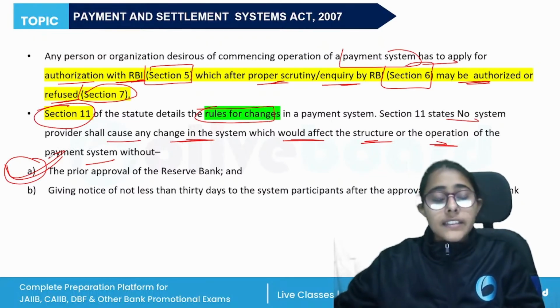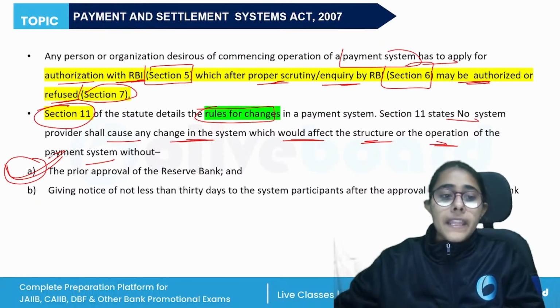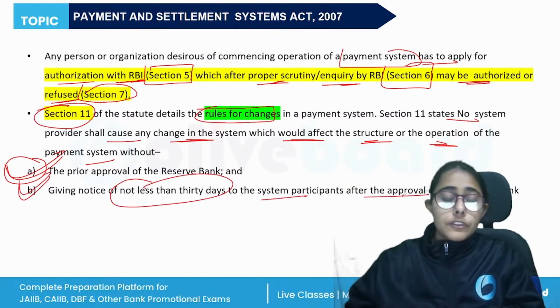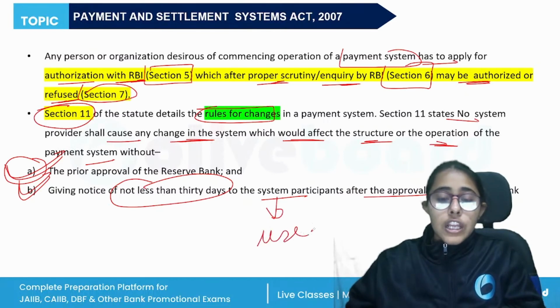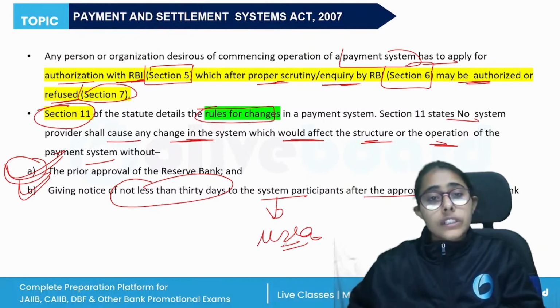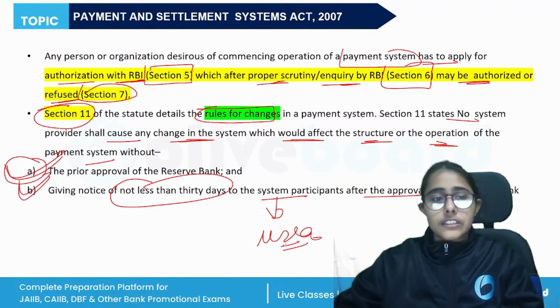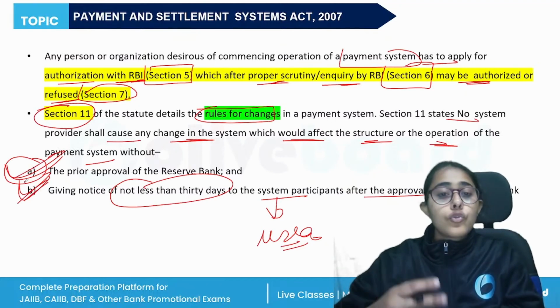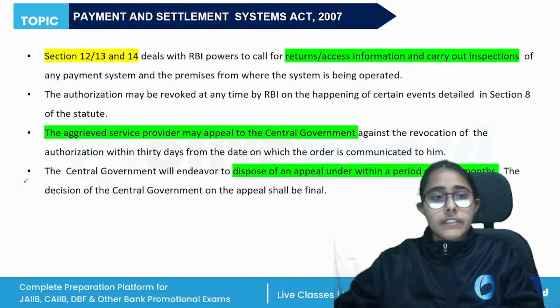So RBI has said that any changes that are to be made, first they require prior approval. Second, by giving notice of not less than 30 days to the system participants. So system participants are the users. So whenever RBI gives an approval for any change, from that date, 30 days notice will be given to the system participants before implementation of the changes. Alright, so these are the two things regarding the rules for changes given in section 11.